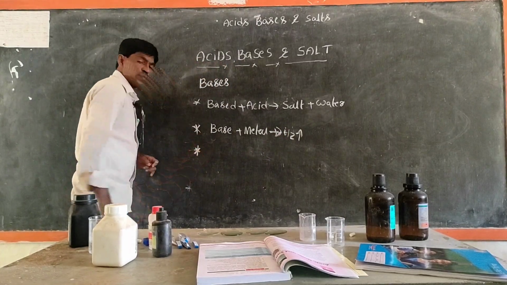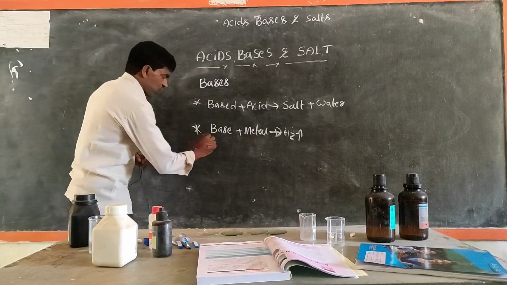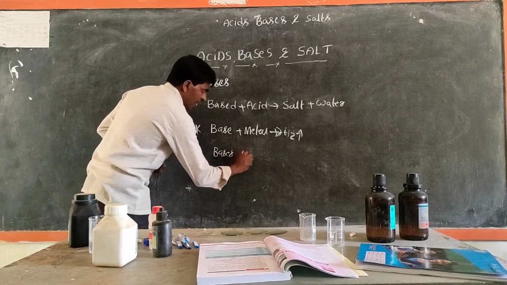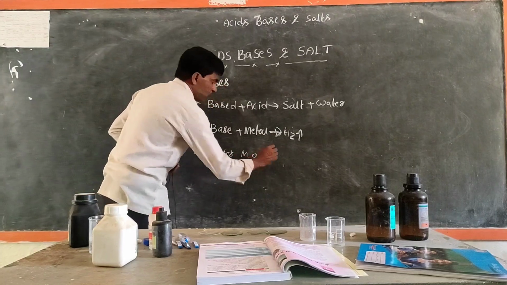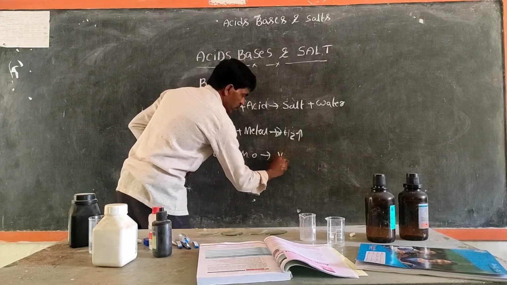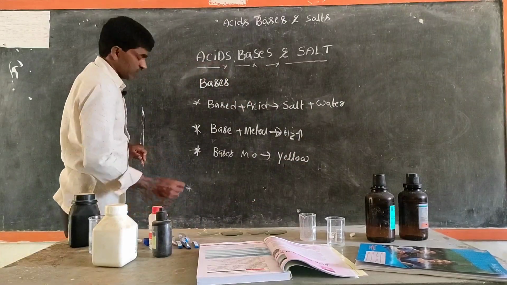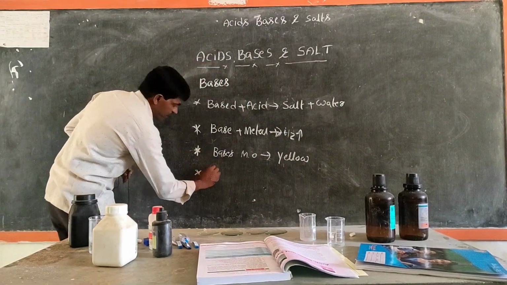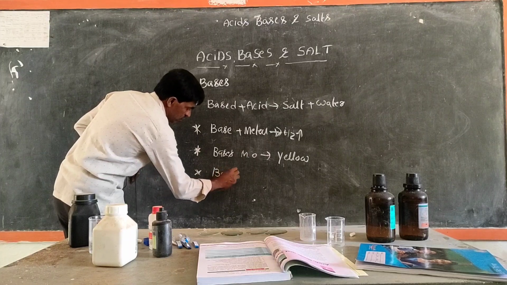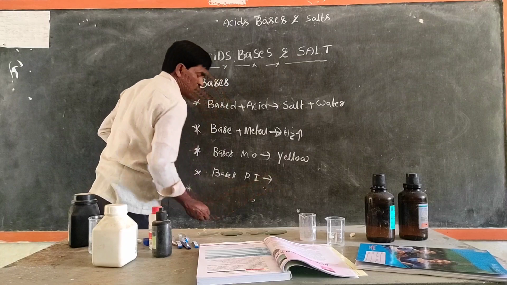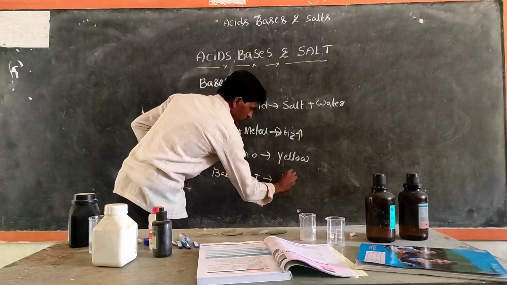Another one, bases turn methyl orange indicator to yellow. That is one important thing. Bases turn phenolphthalein indicator to pink.